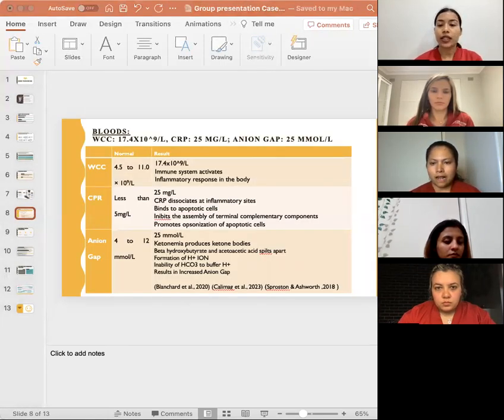The second result is high WCC, CRP, and anion gap. Having diabetes has compromised the immune system, which led to slow wound healing and led to infection. In such a case, the immune system activated the inflammatory response in the body, which resulted in pro-inflammatory cytokines such as interleukin-1 and tumor necrosis factor alpha, and this led to the production of more white blood cells in the body.